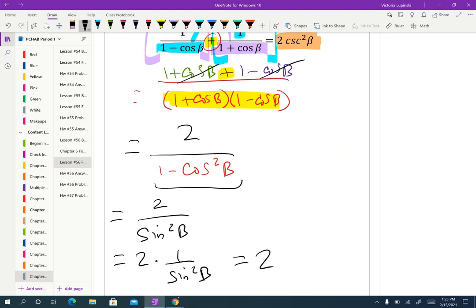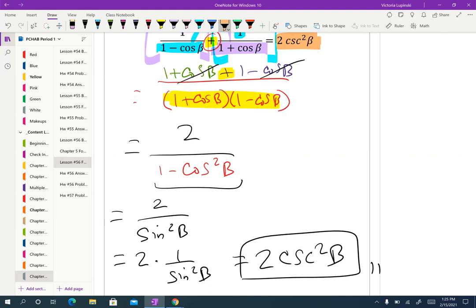The 1 over sine is a cosecant. So the 1 over sine squared is a cosecant squared. And would you look at that? Game over. Do something to let me know that you're done.